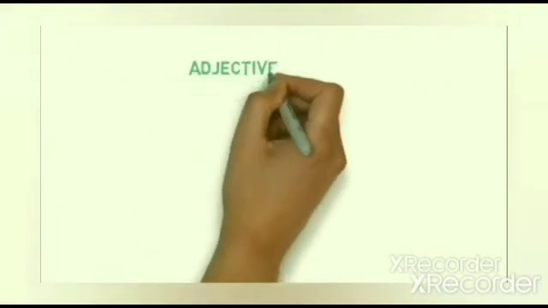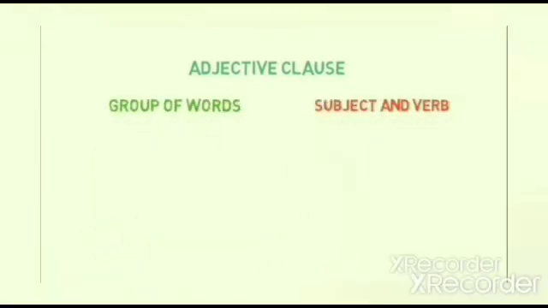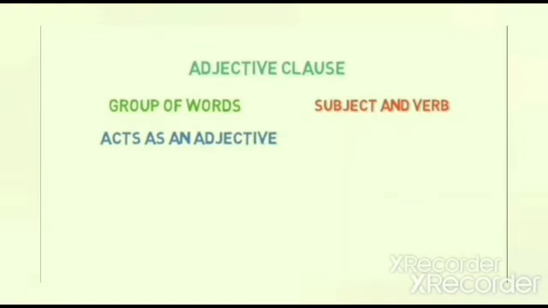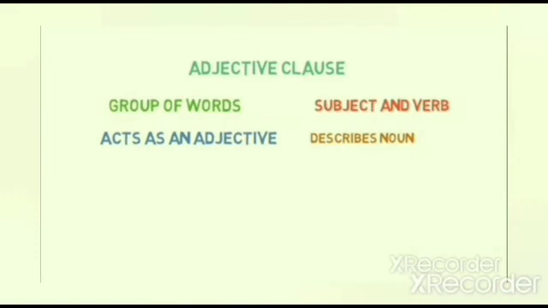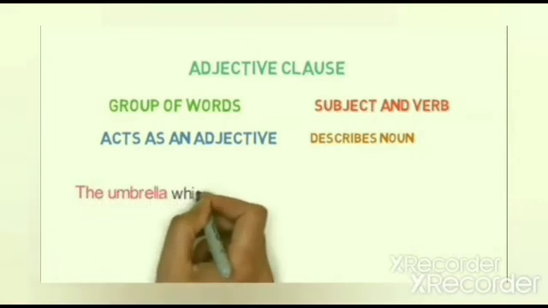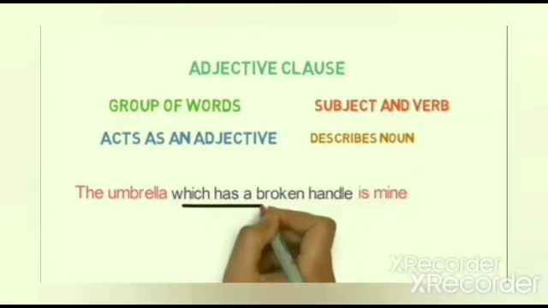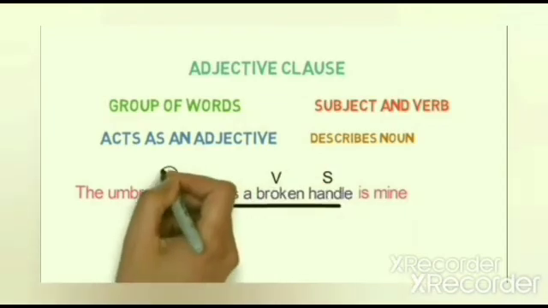Let's look into the next type of clause, adjective clause. An adjective clause is a group of words having a subject and verb of its own, and it acts as an adjective in the sentence. Now, what does an adjective do? They describe a noun, and so does the adjective clause. For example, the umbrella which has a broken handle is mine. Here, the clause which has a broken handle is an adjective clause and it has a subject and verb of its own and is describing the noun umbrella.